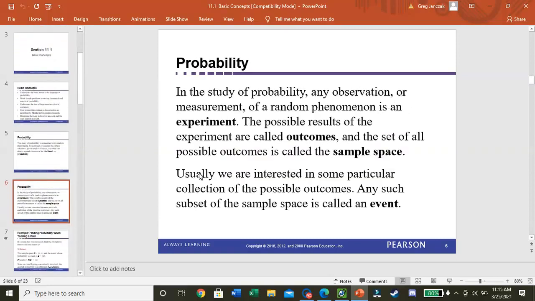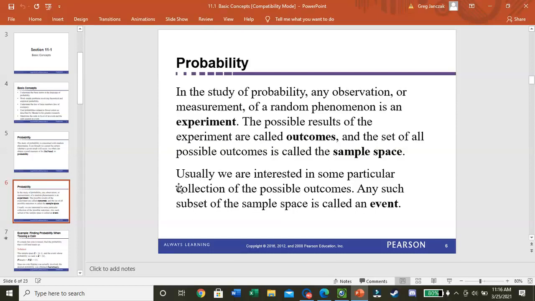Okay, so an experiment is where we're looking at either rolling a dice or flipping a coin or picking a card. So the study of probability, if we're observing something, measuring it randomly, that's an experiment. The result of the experiment is an outcome. And the sample space is all possible outcomes.